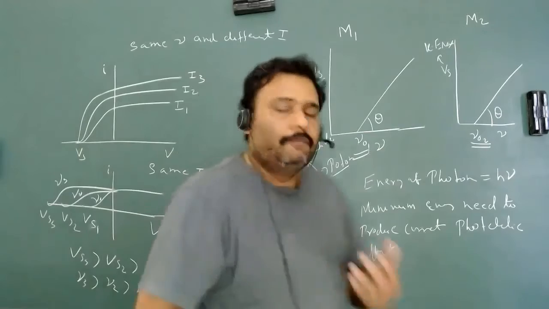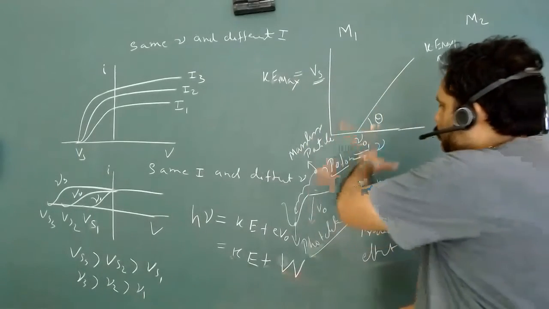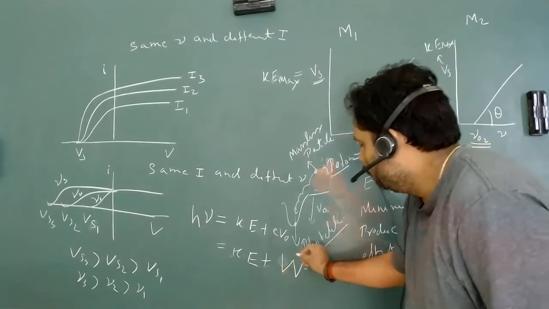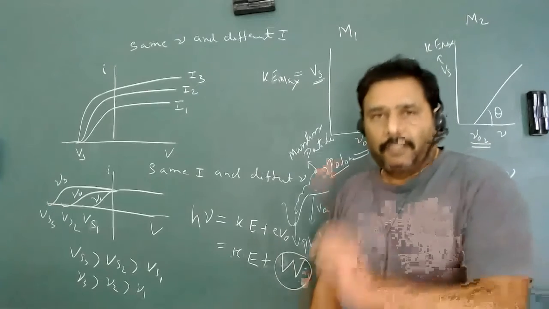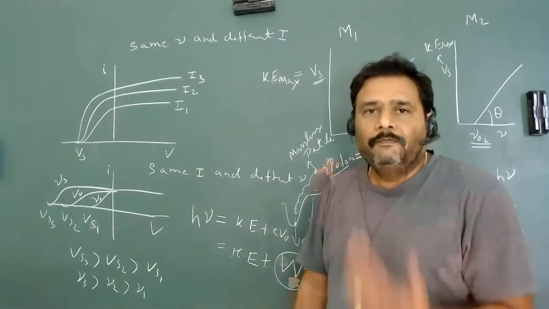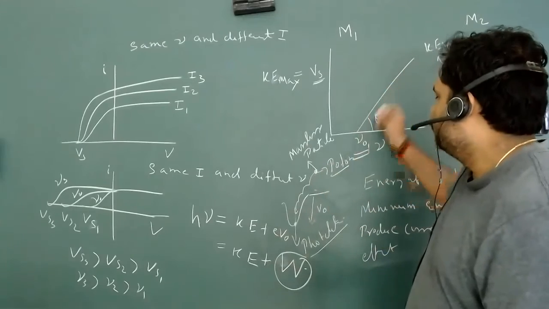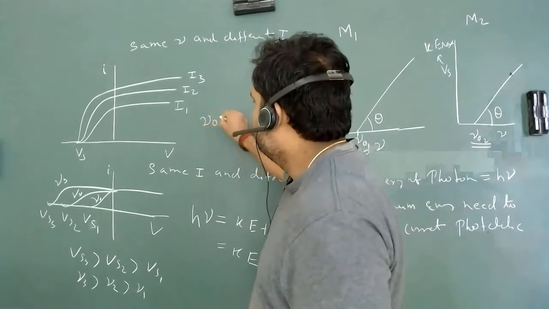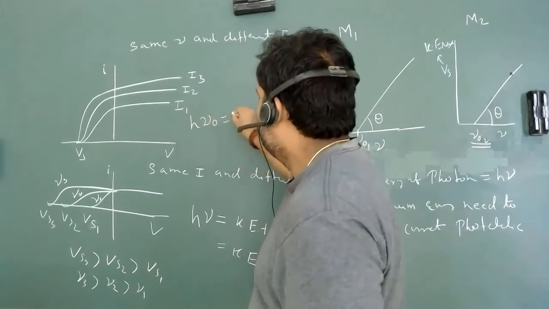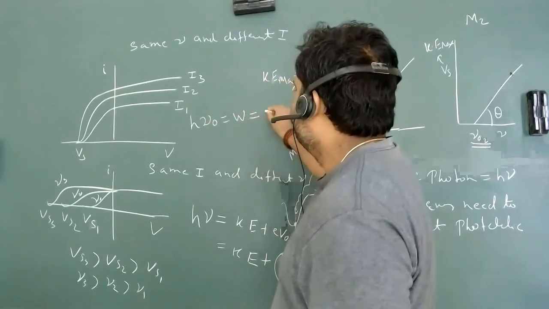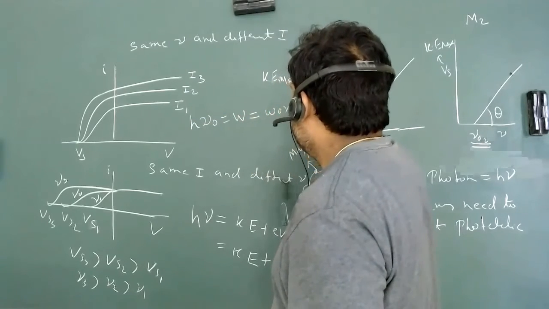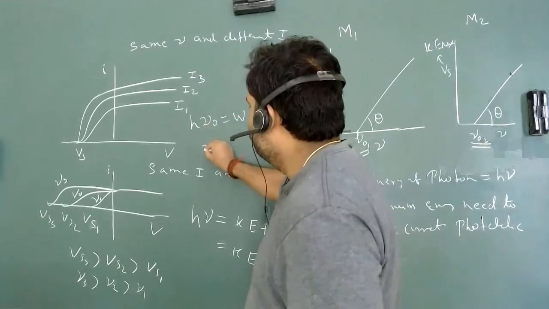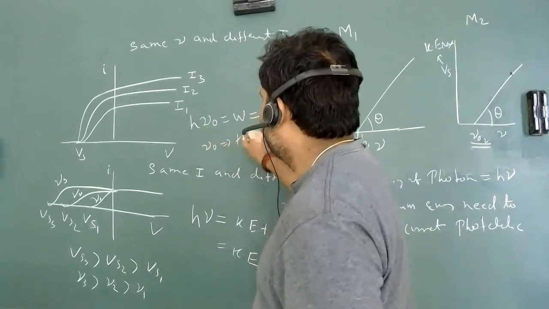So this is the minimum energy required for the photoelectric effect to occur, and this W can be related to a frequency, the minimum frequency for which the photoelectric effect can take place. So h into nu naught is equal to W, the work function, and nu naught is identified as the threshold frequency.